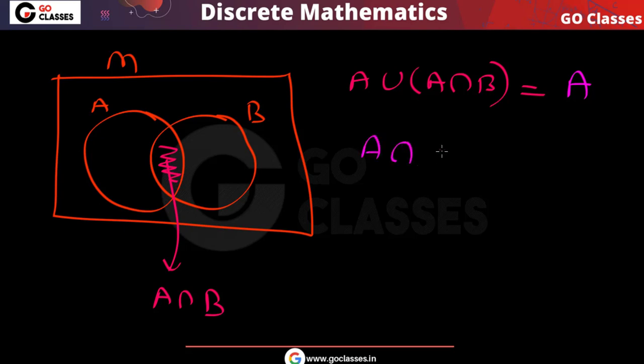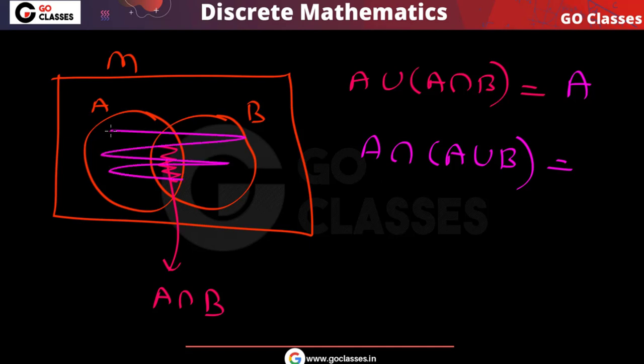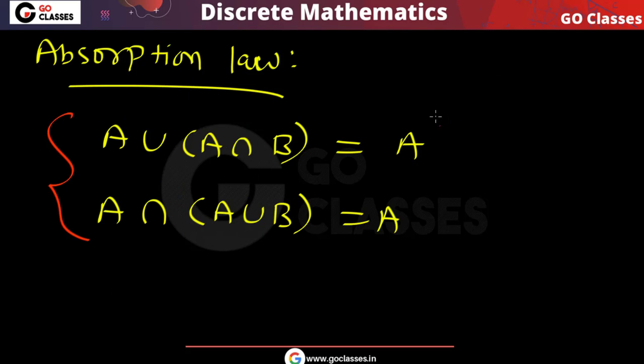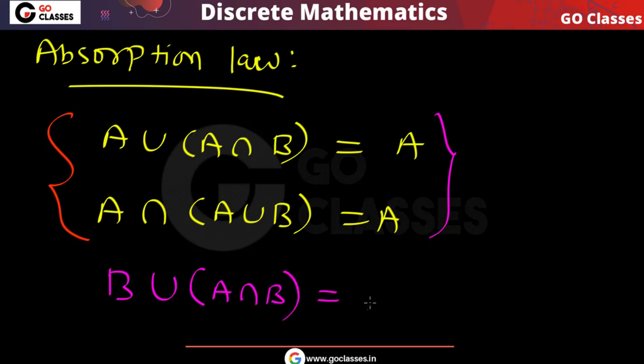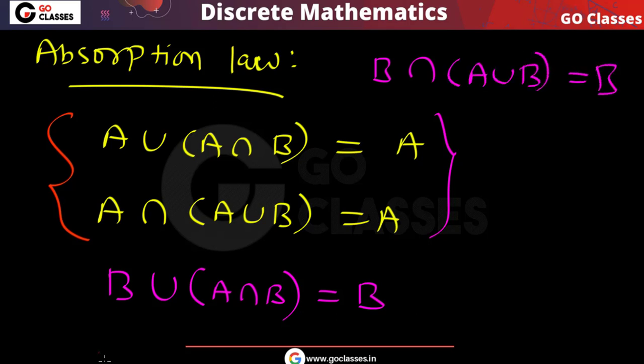Similarly, A intersection (A union B). So this is A union B, and this is the intersection with A. The common area between A and A union B is basically A. So this is the idea, and this is very useful many times. For example, if you have B union (A intersection B), that will also be B. Similarly, B intersection (A union B) will be B. So this is the idea of the absorption law.